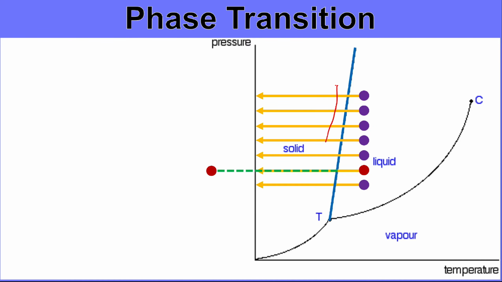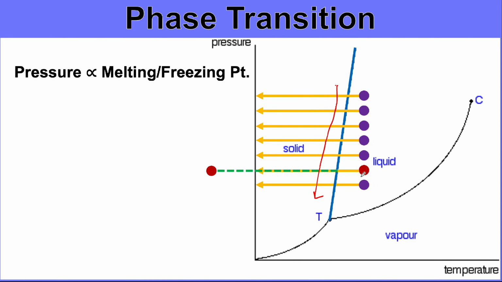So as you decrease the pressure, the melting point decreases. Why will it decrease? Because the solid takes up slightly less space for most substances. That means that increasing the pressure on the equilibrium mixture of solid and liquid will convert the mixture back into the solid again. So we say that pressure is directly proportional to the melting or freezing point.